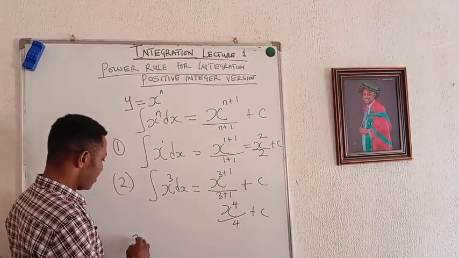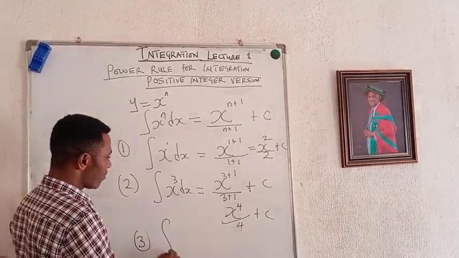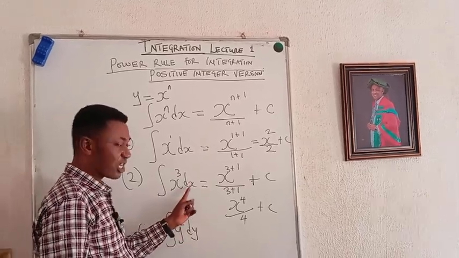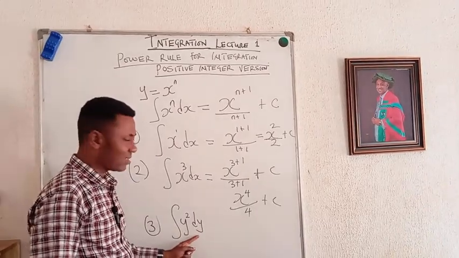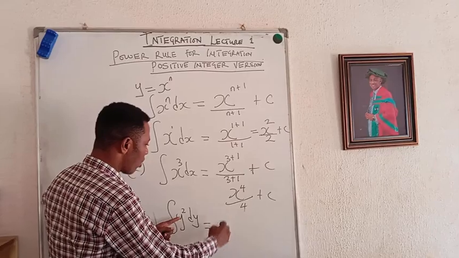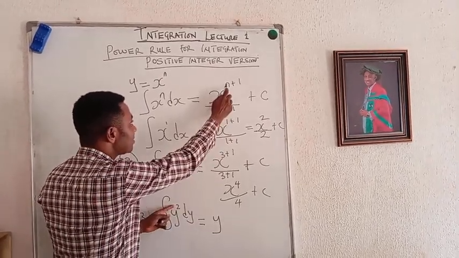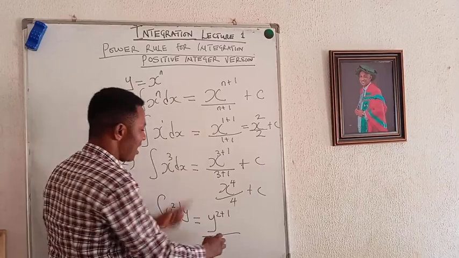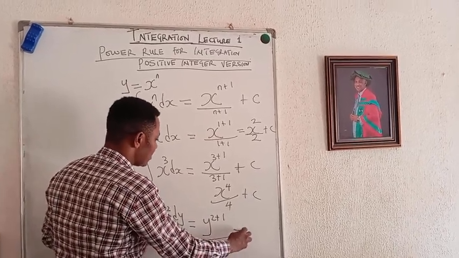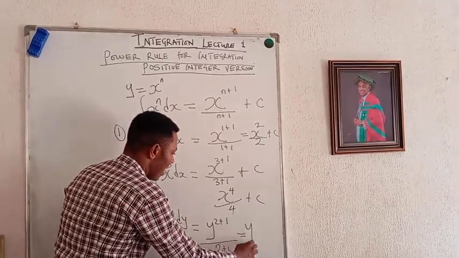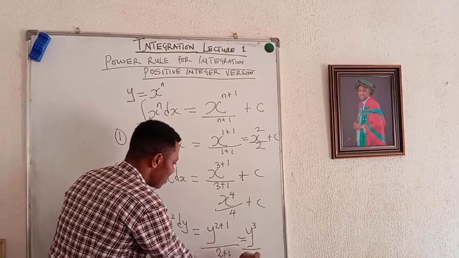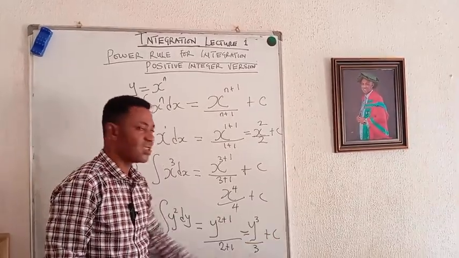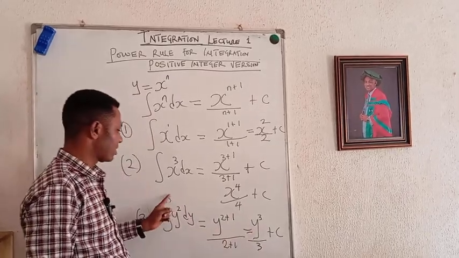Also, look at it. It must not be x; you can as well use y. Integrate y square dy. It is no more with respect to x, it is now with respect to y. So what are we going to do? Here it becomes y, the power n is 2, so 2 plus 1 all over 2 plus 1, which is y, 2 plus 1 is 3, then 2 plus 1 is 3, plus c. So this is the result for this integration.